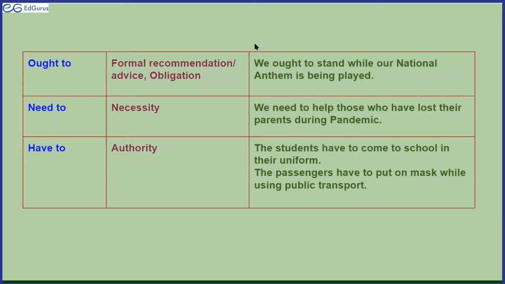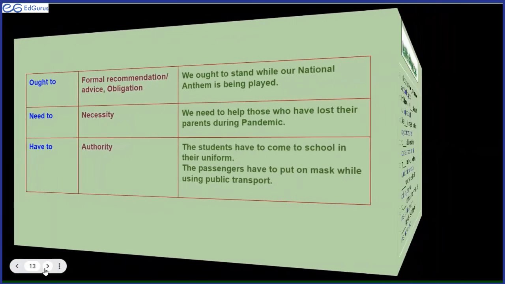You have to throw the garbage into the dustbin. You go to Kerala, they don't give you an option. They won't give you an option. No, you have to throw the garbage into the dustbin. Otherwise, you would be penalized. Fine. So this is authority. Is that clear? Yes, ma'am. Any problem here? No, ma'am. Okay, let's go to the next thing.